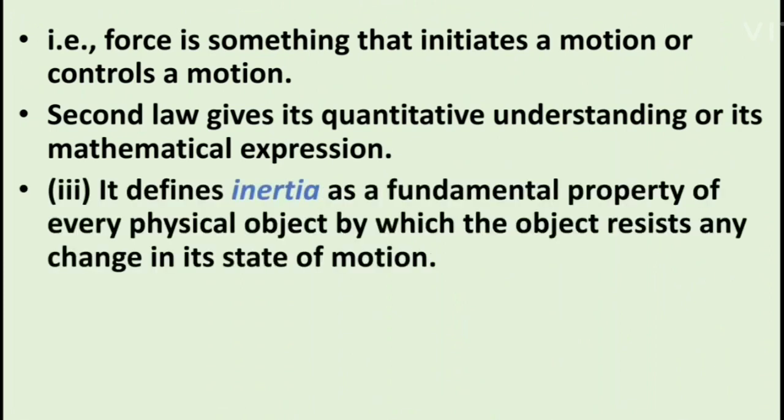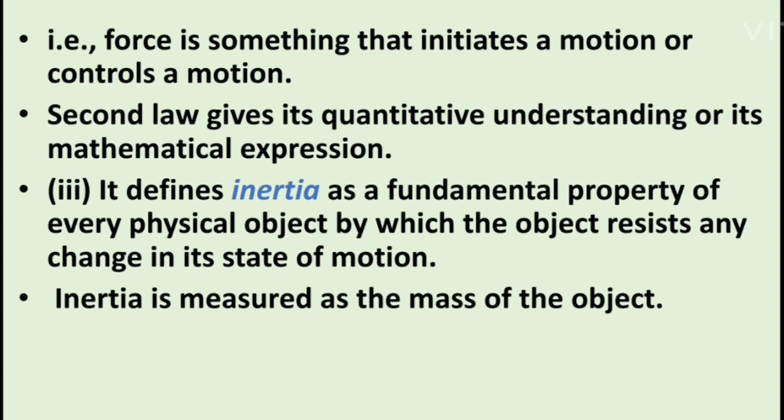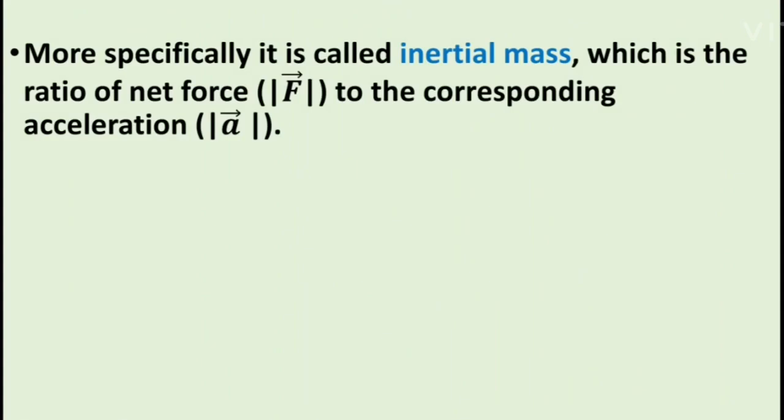Third, it defines inertia as a fundamental property of every physical object by which the object resists any change in its state of motion. Inertia is measured as the mass of the object. More specifically, it is called inertial mass, which is the ratio of net force magnitude of vector F to the corresponding acceleration magnitude of vector a.